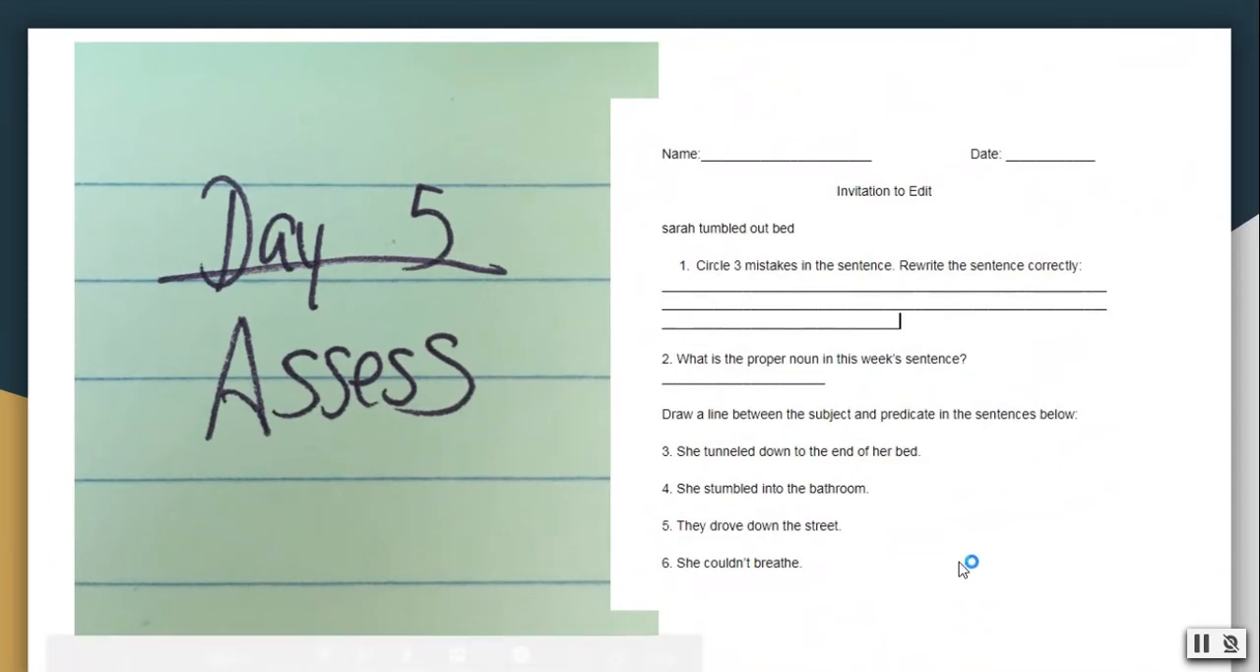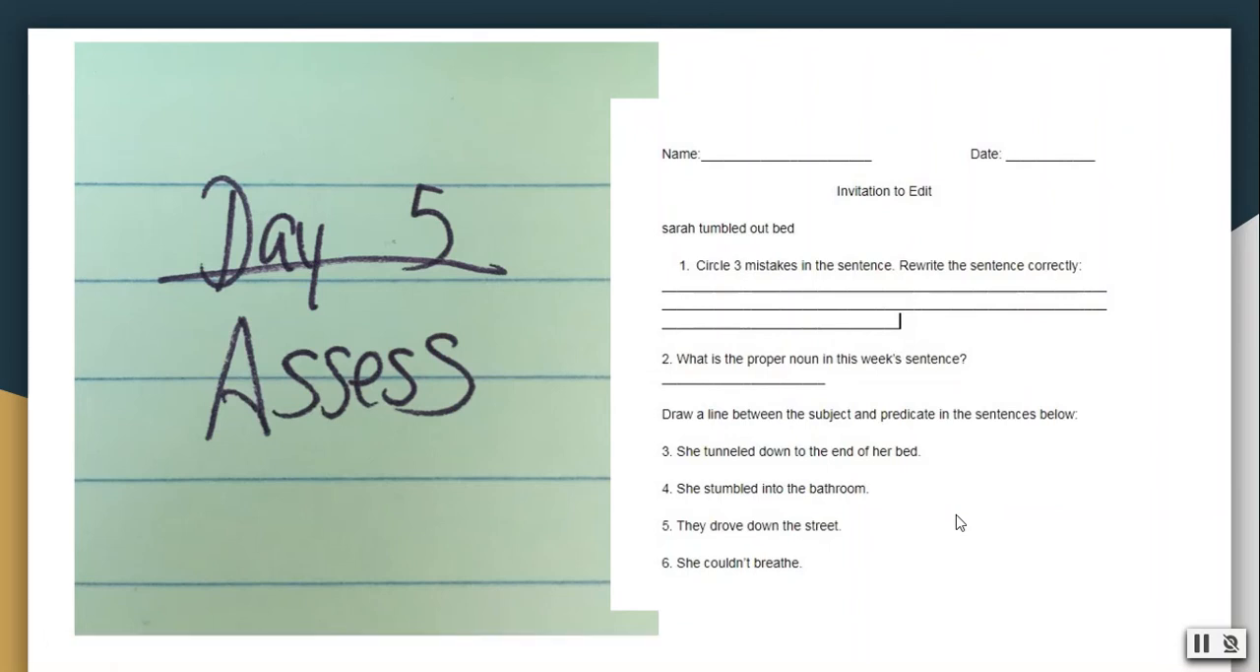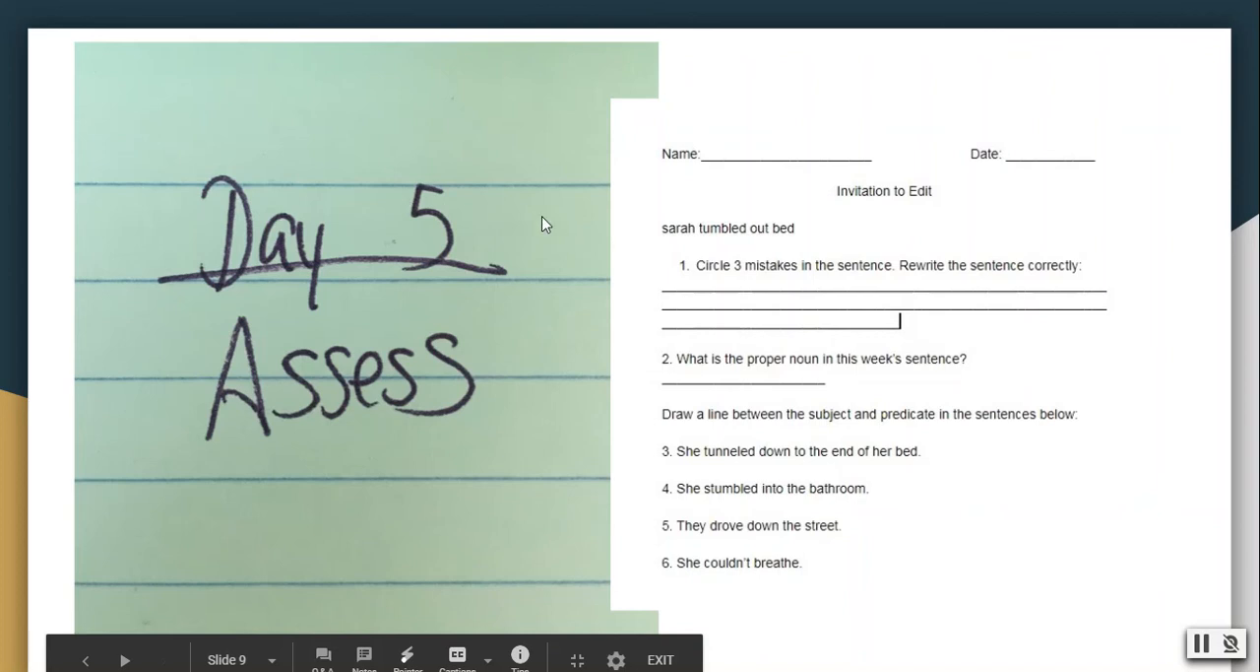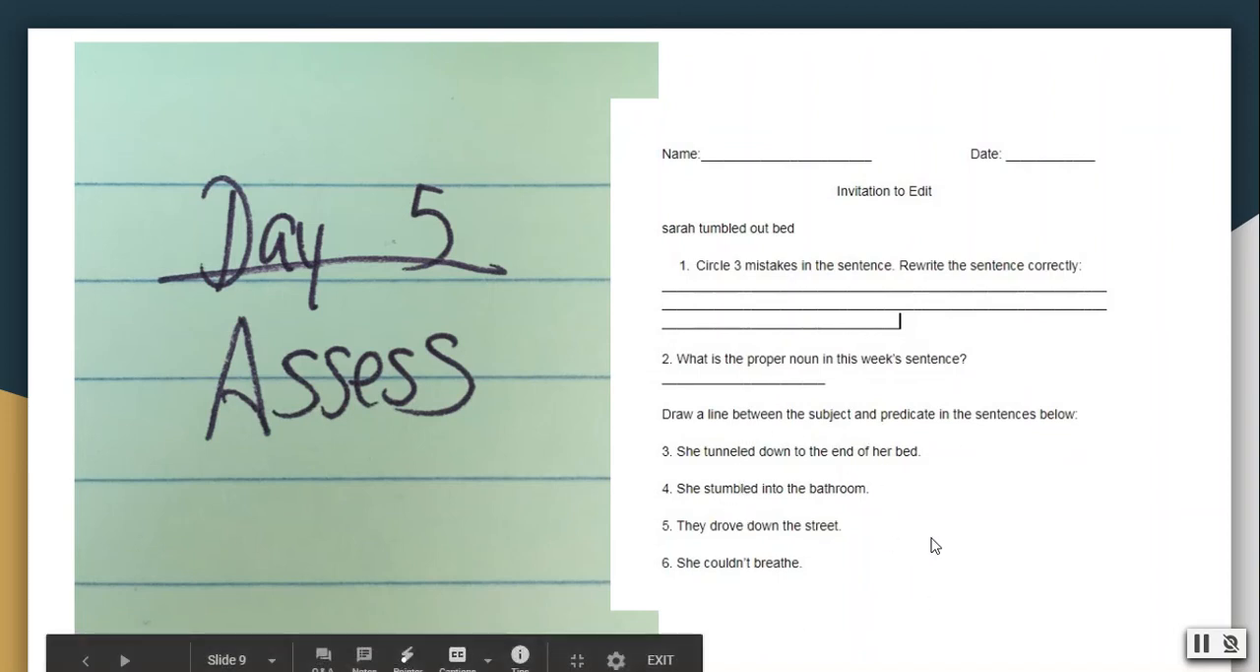This is just an example of a formal assessment. It could be informal, it could be an exit slip, it could be a game that you play in class, but some form of assessment to make sure that students understood what it is that you taught them that week. And so I have an invitation to edit where I wrote stumbled out of bed and they had to circle the mistakes and rewrite it correctly. I asked the question, what is a proper noun in this week's sentence? I asked them to draw a line between subject and predicate. So we're pretending I taught them all these things. If you did not teach them subject and predicate, then don't assess them on that. That's not fair. And so forth.